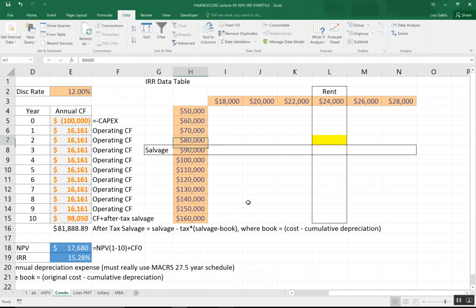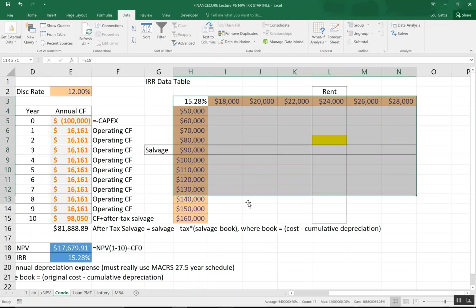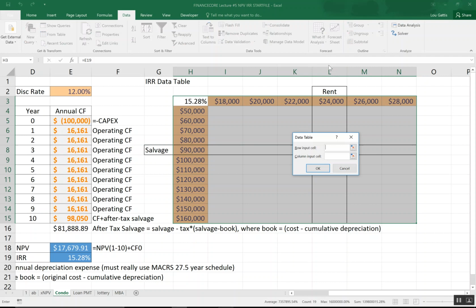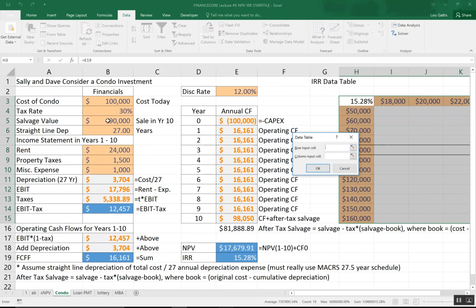We could do a little sensitivity analysis if we wanted to. You know, what if the salvage is between $50,000 and $160,000? And what if our rent is between $18,000 and $28,000 per year? Well, I can just put a link here to the IRR, because I want to do an IRR sensitivity. I can highlight this entire range and do a data, what-if, data table. My rows are the rents. The original rent is here. My columns are the salvage values. That's my original salvage value.